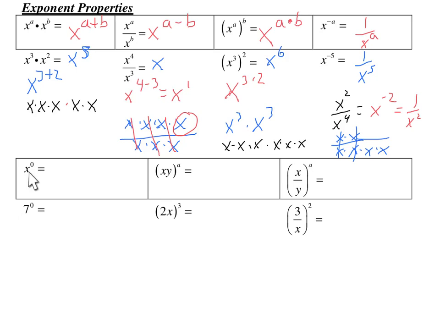Alrighty. What does anything to the 0 power give us? Hopefully you know that the answer is 1. Anything to the 0 power is 1. So what is 7 to the 0 power? That would be 1. It kind of seems weird why that would be the case, but let me show you the reason why. Here's a good explanation.